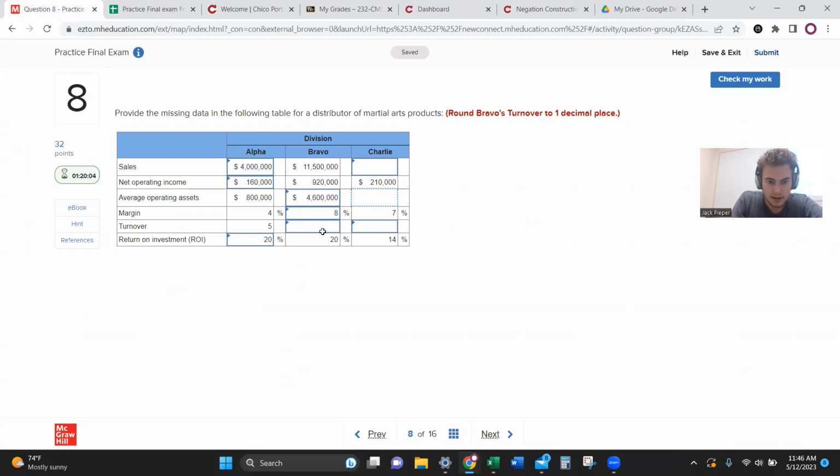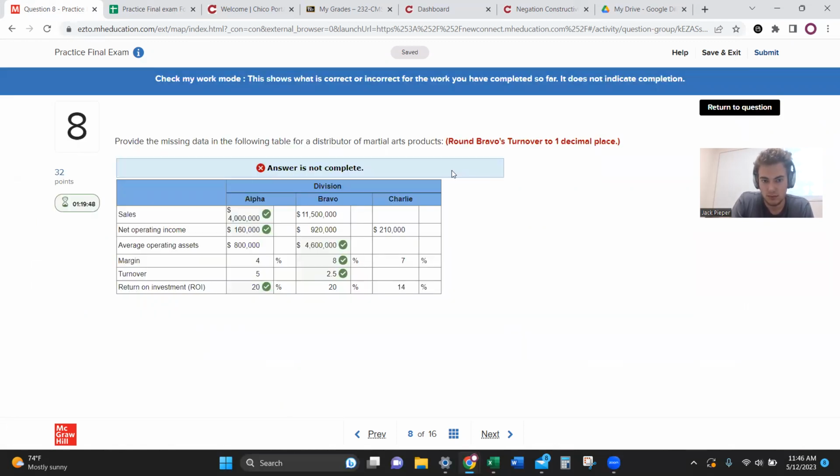Okay, and then our turnover will be the 11,500 divided by 4,600, which is 2.5. Cool.